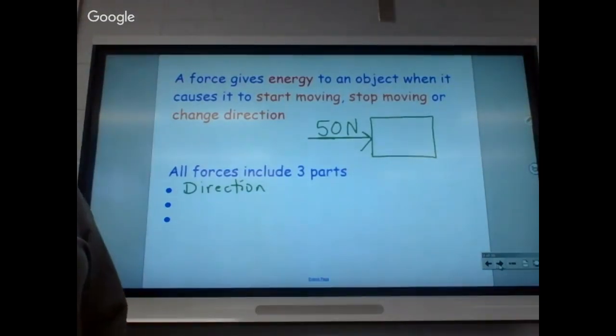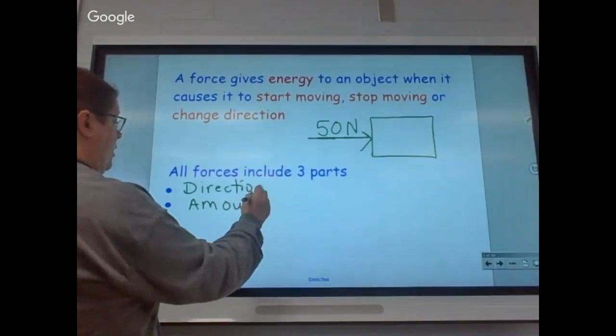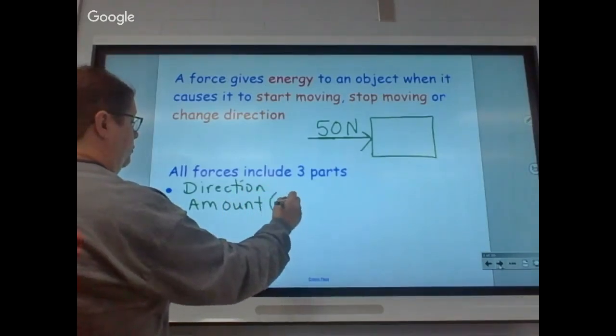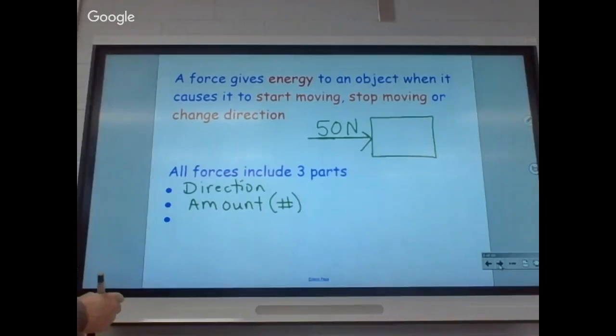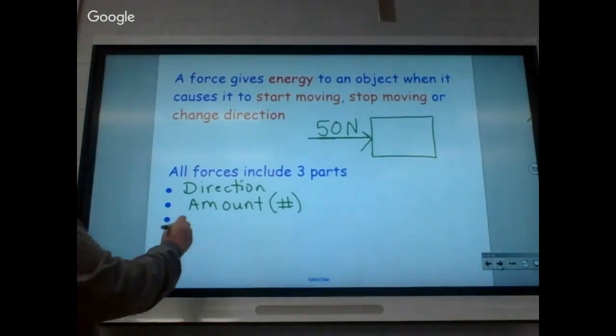All right, so that's the amount. Okay, so the amount is the number. Okay, what else is there besides the direction and the number, or the amount? The N is the unit. Okay?